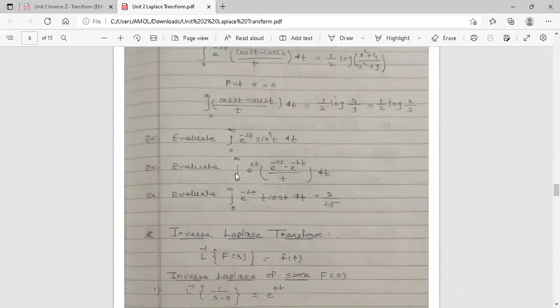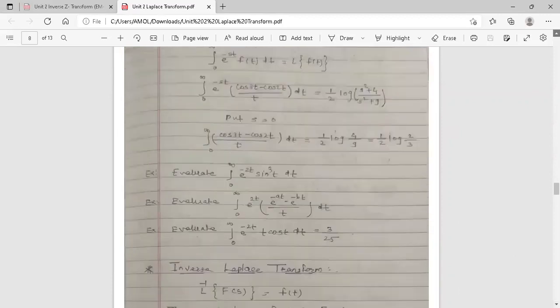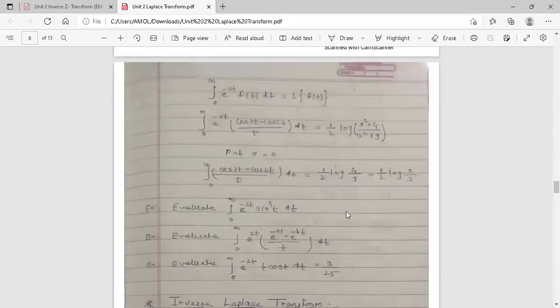So these are the examples of Laplace transform. Here we tried to solve these examples of Laplace transform. Next lecture, we are going to discuss inverse Laplace transform. Thank you.